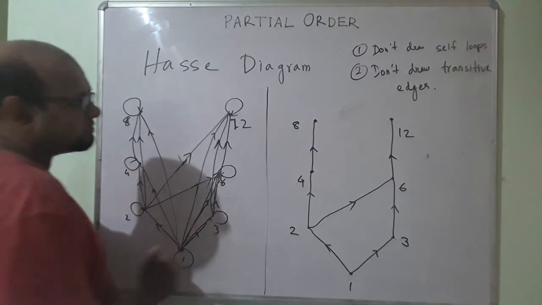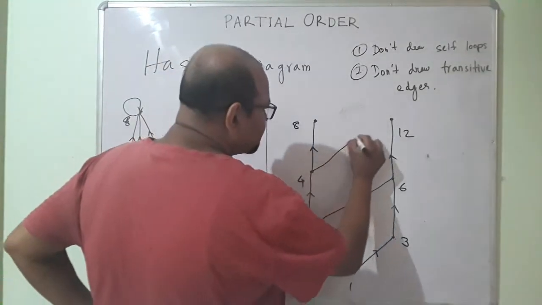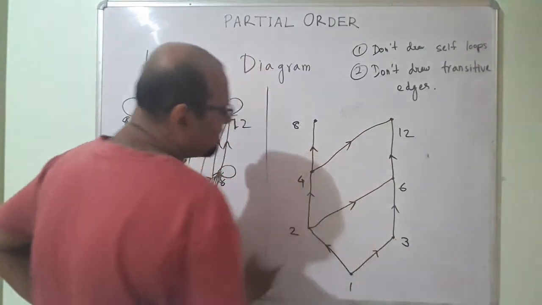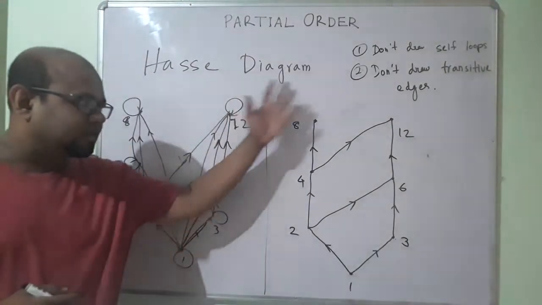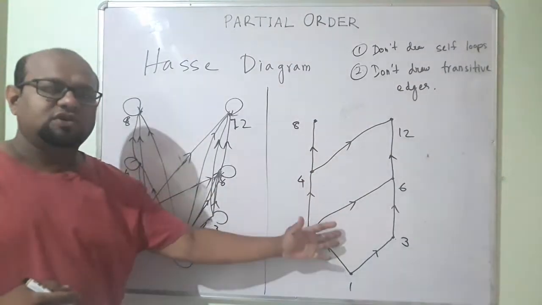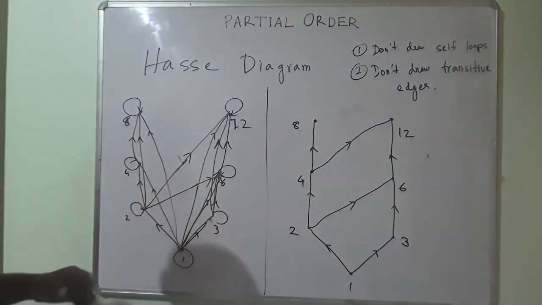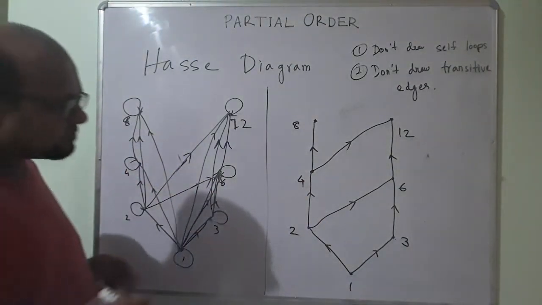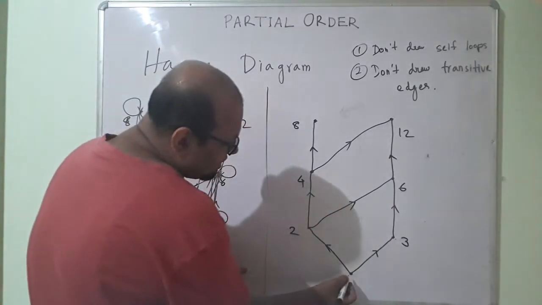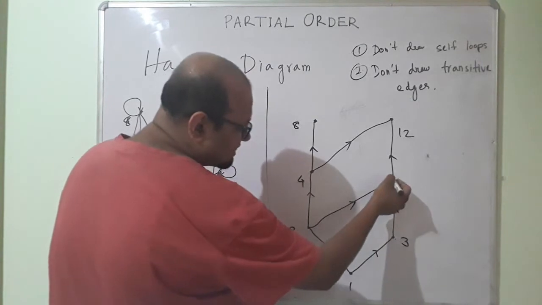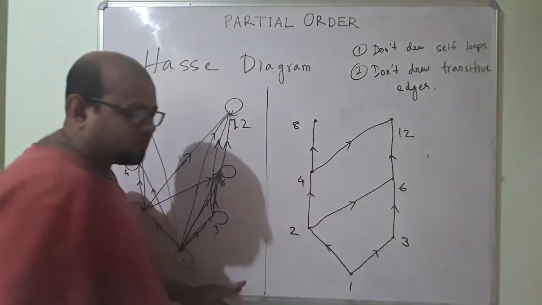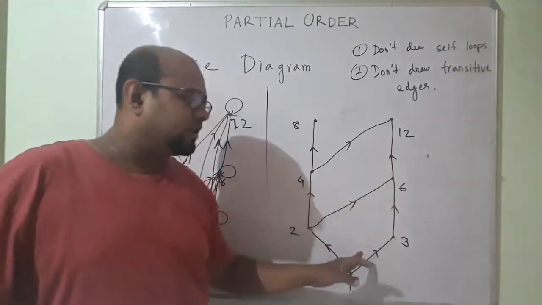Okay. Similarly, 4 divides 8. This is not implied by any transitive relation. So I have to draw this. Okay. So this is one more diagram that I have. In this diagram, what does it imply? It implies that 1 divides 2 and 2 divides 6. So 1 should divide 6. It is implied. Okay. All these transitive relations are implied.